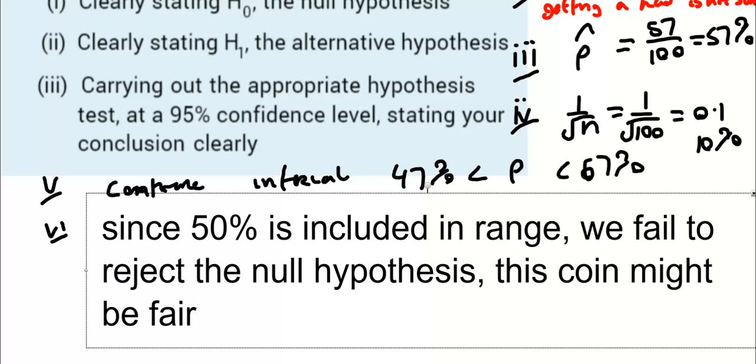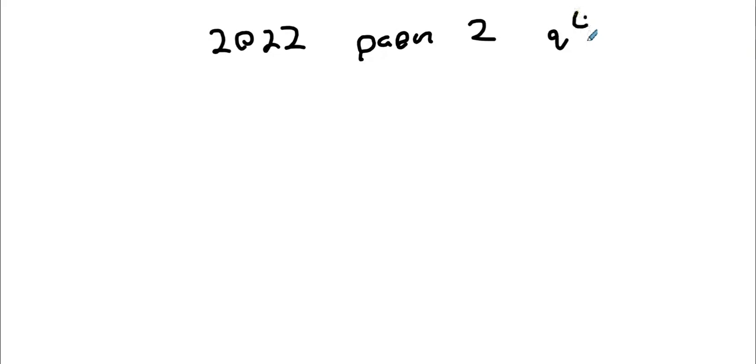A good question for homework tonight would be the 2022 paper, isn't it, Luke? Paper 2, question 4, and question 10, wasn't it? And these two.